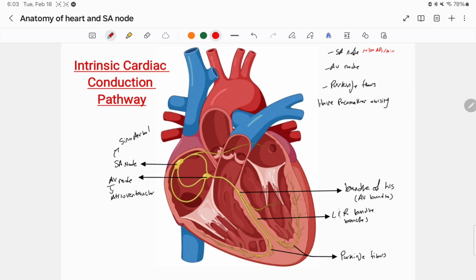Well, if you're saying 100 beats per minute, you'd be absolutely correct. Each action potential causes a single contraction, okay? So 100 action potentials will cause 100 beats, right? So we would have 100 beats per minute. Okay. What about the AV node?